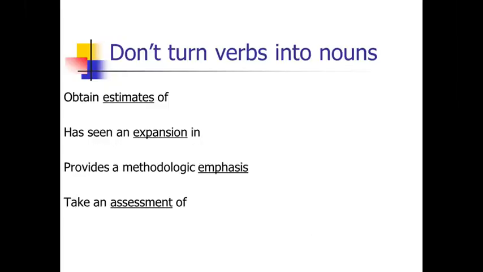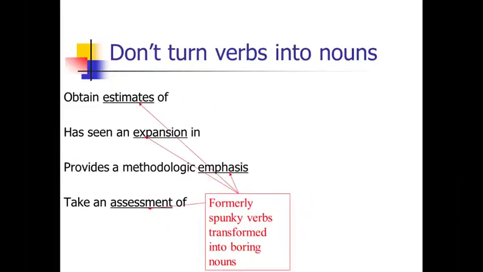And there are just lots of examples of this. Here's a whole bunch of instances that we often see in this type of writing. You'll see things like obtain estimates of, has seen an expansion in, provides a methodologic emphasis, take an assessment of. Interestingly, all of those are examples where we had a nice spunky verb: estimates, expands, emphasizes, assesses. And for some reason, don't ask me why this happens, we started to take these nice spunky verbs and turn them into these really boring, clunky nouns.